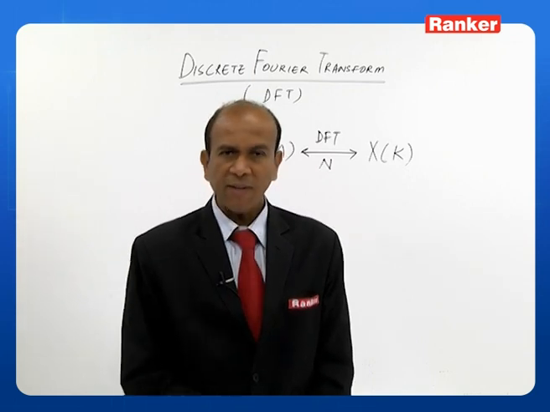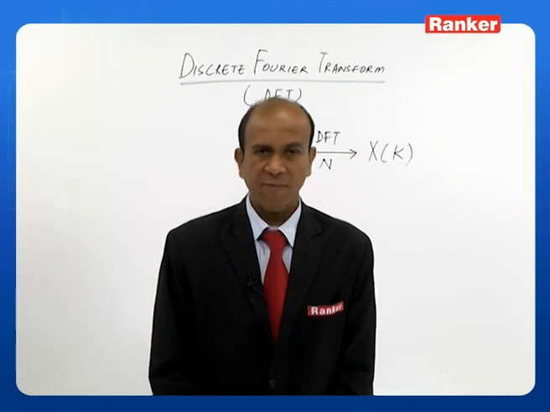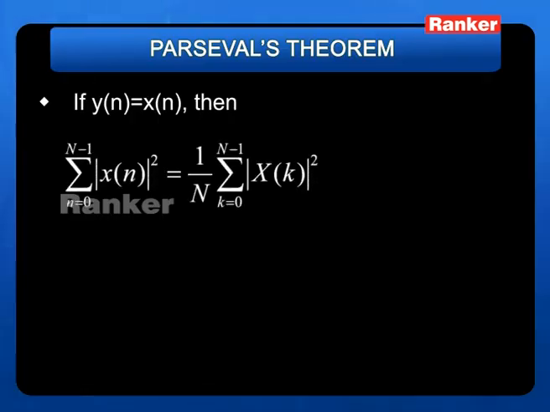So let us see how we can relate this to Parseval's theorem. What we have done here is, if the sequences y of n and x of n are the same, then what happens? The summation for n equal to 0 to n minus 1 of the magnitude of x of n squared, in the DFT, will be equal to 1 by n times the summation k equal to 0 to n minus 1 of the magnitude of x of k squared.